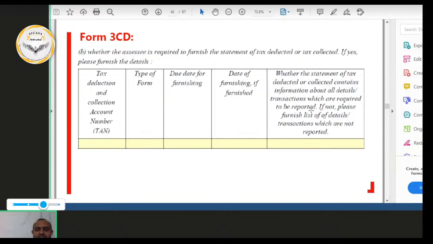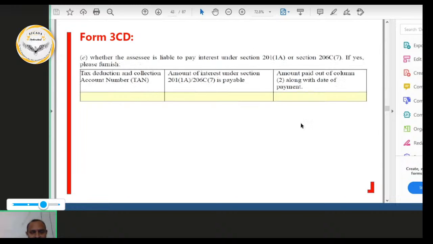It means you have to examine every quarterly TDS return and you have to see whether all the data have been properly reported or not. If it is not, you have to give it here. Okay. It looks like a very simple one, but it takes a lot of time in compiling and verifying this particular thing. Likewise, if there is any interest under 201(1A), 206C, there you have to give.